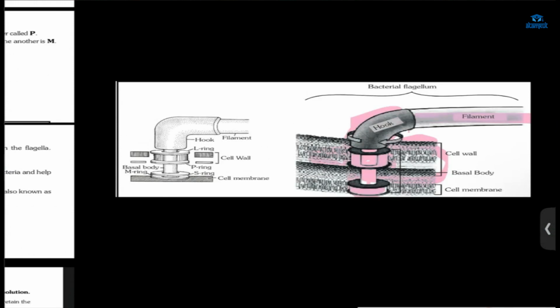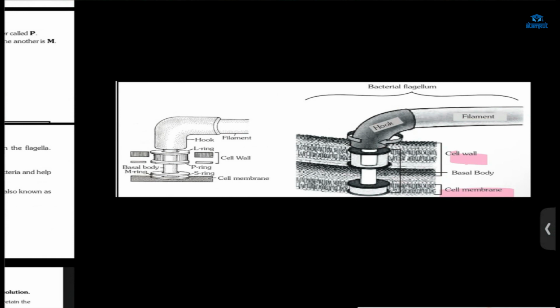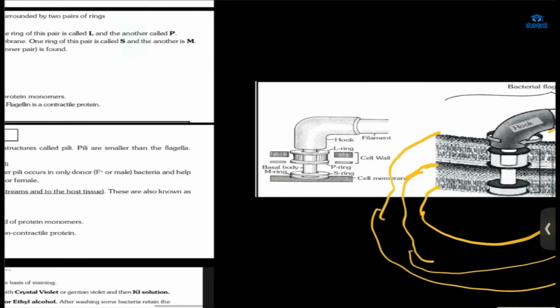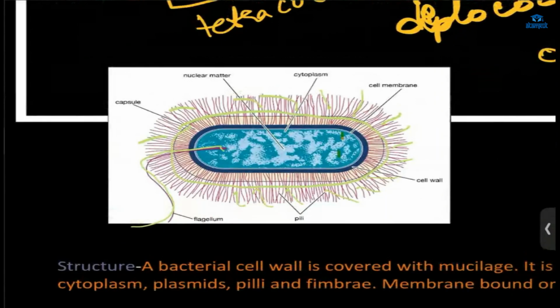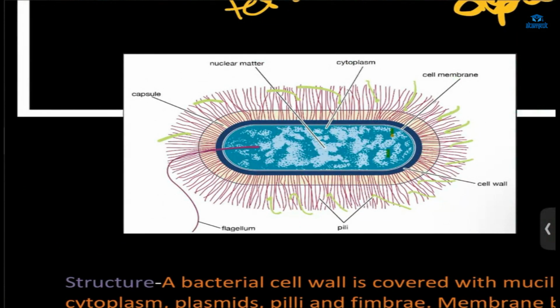This basal body is in the cell wall and cell membrane. You can see here, this is our cell wall. Suppose this is the cell. Two layers will be there for the cells. In the middle, what will be present? Flagella. Here we saw flagella present, and that was our magnified image. So the flagella lies in between the cell membrane and also the cell wall.